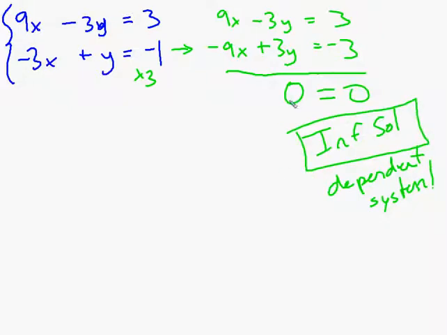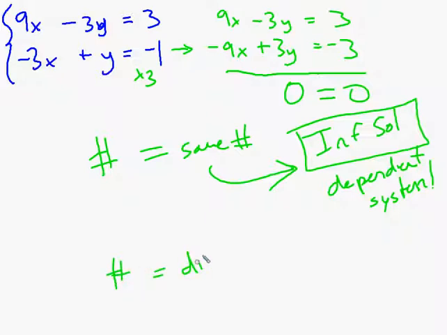Whenever you get some number equals that same number, that's an infinite solution case. So the opposite of that would be some number equals a different number. That is a no solution case, which is actually what we'll do next. And actually, as confusing as this might be, I always think yay if this happens, because that means my work's done. And I don't have to go any further.